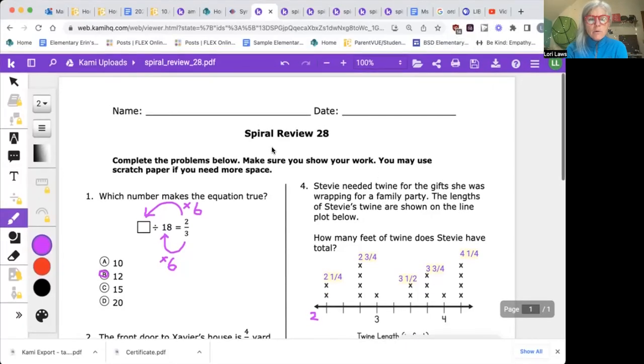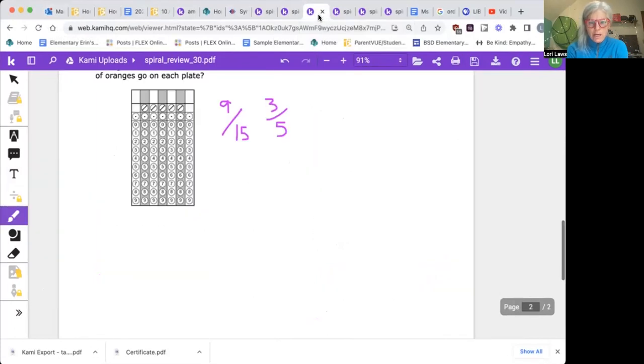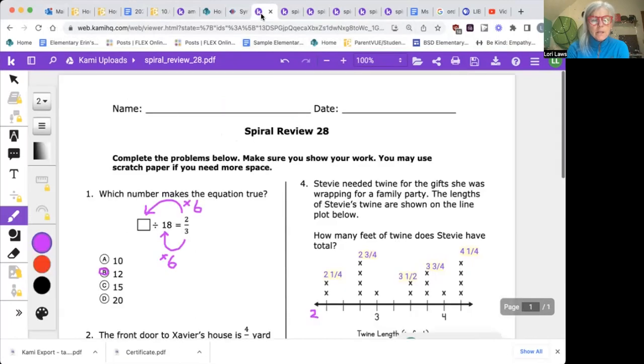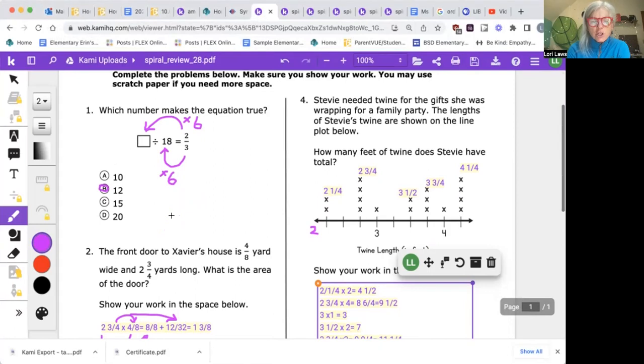Okay, we've got our spiral reviews to go over. So I think today we're doing spiral review 28, 29, and 30. So here is 28. Number 1, B, which number makes the equation true?